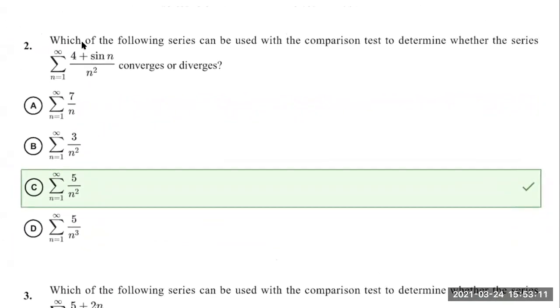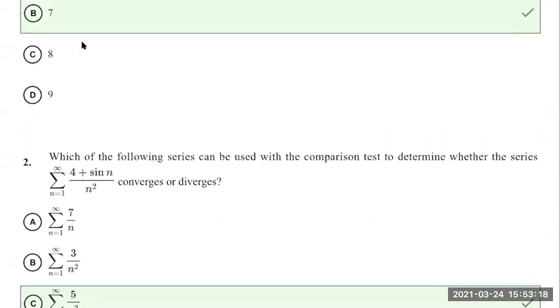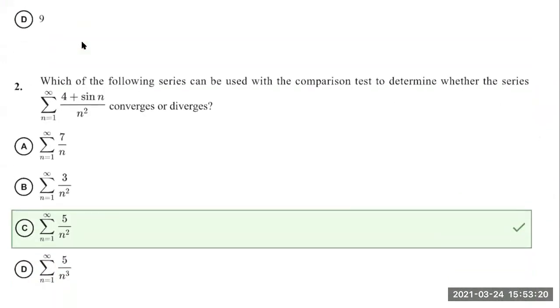Okay, so it says, which of the following series can be used with the comparison test to determine whether the series converges or diverges? So here is the question that Sophie asked: will you guys ever be asked to compare something to a p-series that has sine or cosine in it? So the specific question that she asked, and apparently yes.